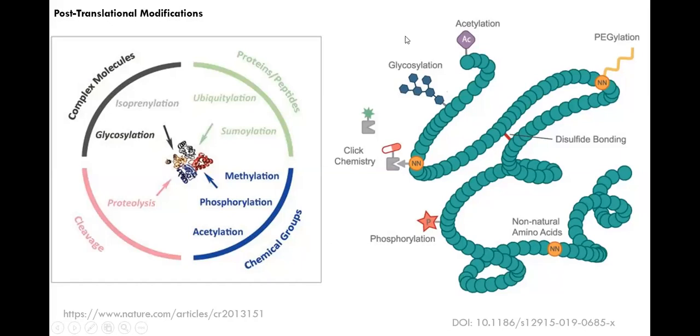So a protein, after its three-dimensional conformation, after forming into tertiary or quaternary structure, can be modified again. That's called post-translational modification. The modification may be from a chemical group, a protein, or a complex molecule, for example glycosylation, where a sugar moiety can be attached, and isoprenylation is one more example.